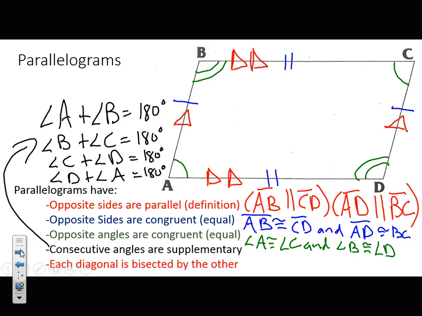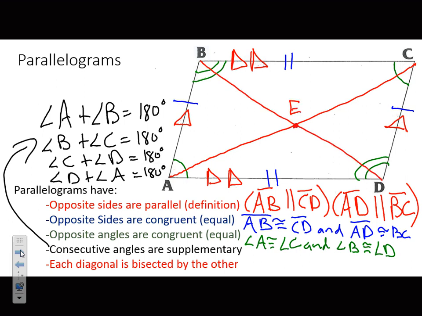And our last thing, each diagonal is bisected by the other. So bisected means it's going to be cut in half. So if I draw a diagonal, which is one corner to the other corner, and this corner to this corner, we can call this point E. They are bisecting each other. That means this side is congruent to this side, and this is congruent to this. All right, ladies and gentlemen, make sure we have all of this written in our notes, please, okay?